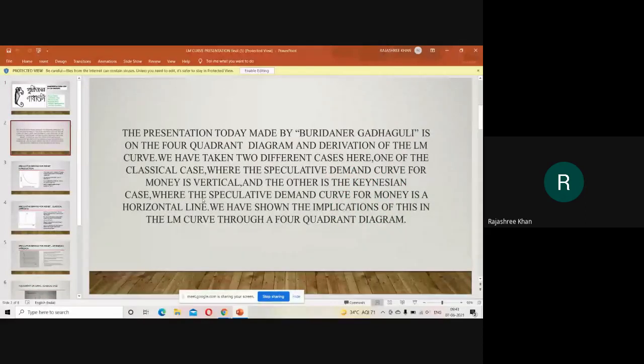The presentation today made by Buridaner Gadhaguli is on the four quadrant diagram and the derivation of the LM curve. We have taken two different cases here. One is the classical case, where the speculative demand curve for money is vertical, and the other is the Keynesian case, where the speculative demand curve for money is a horizontal line. We have shown the implications of this in the LM curve through a four quadrant diagram. The next slide will be presented by Autry.